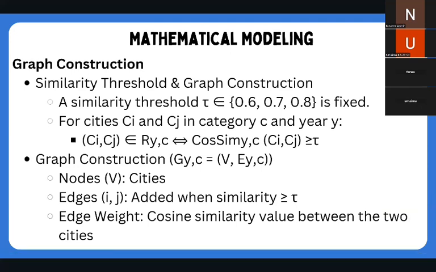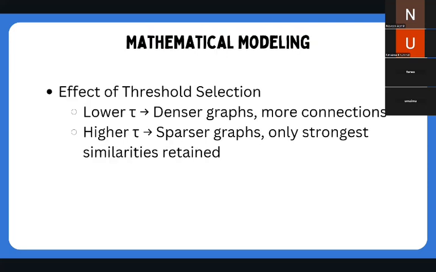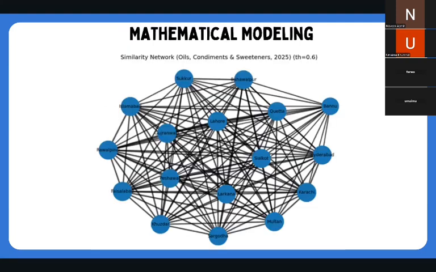For similarity, we used a threshold that was either 0.6, 0.7, or 0.8. A lower threshold gives you more edges because even moderately similar cities get connected, and a higher threshold only keeps the strongest relationships. This let us compare dense and sparse networks across categories. Each edge carries a weight, which is the cosine similarity value. So, stronger similarity means a stronger edge weight.